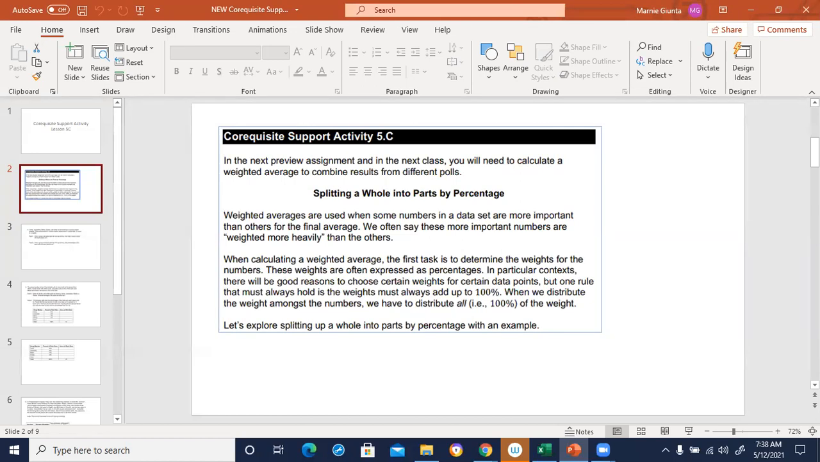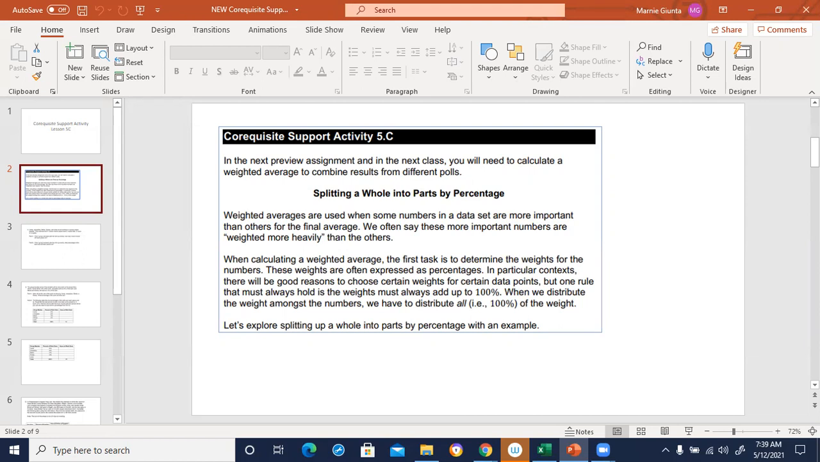Weighted averages are used when some numbers in a data set are more important than others for the final average. We often say these more important numbers are weighted more heavily than the others. When calculating a weighted average, the first task is to determine the weights for the numbers. These weights are often expressed as percentages. In particular contexts, there will be good reasons to choose certain weights for certain data points, but one rule that must always hold is the weights must always add up to 100%.